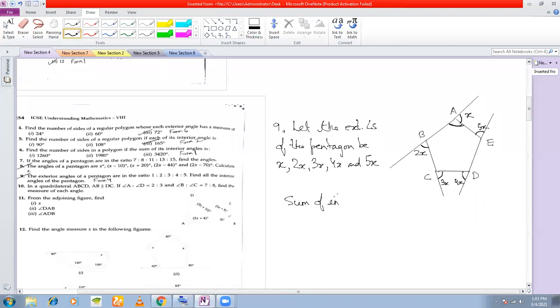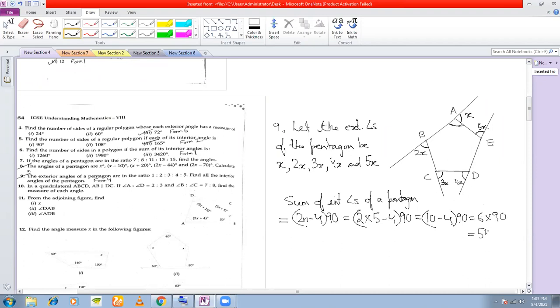Sum of interior angles of a pentagon is equal to (2n minus 4) into 90. How many sides are there? 5 sides. So (10 minus 4) into 90, 6 into 90, which is 540 degree. The sum of interior angles is 540.